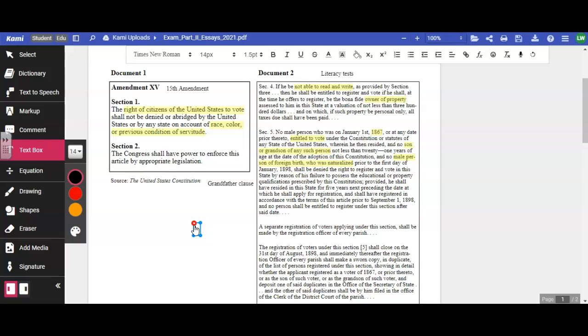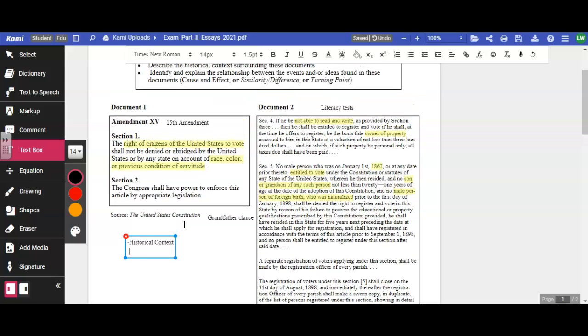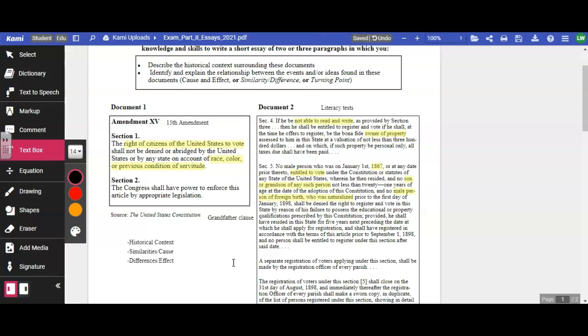So your first paragraph is going to be your historical context. Your second paragraph might be your similarity or your cause. And then the third paragraph might be differences, or the effect, depending on which essay you're doing. Okay? All right, so take this information, and we'll be back with the second one in a second, so you might want to pause this.